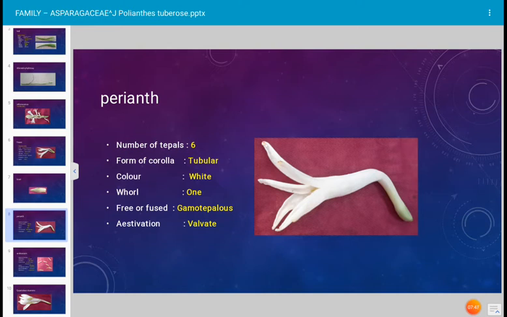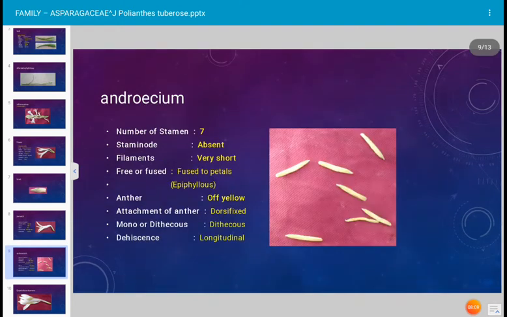And the form of corolla is tubular because the tepals are united and they form a tube-like structure. This form of corolla is described as the tubular form of corolla, tube-like corolla. Tubular form of corolla. Color is again white, as I just told you. Whorls of the tepals: there is a single whorl of tepals.